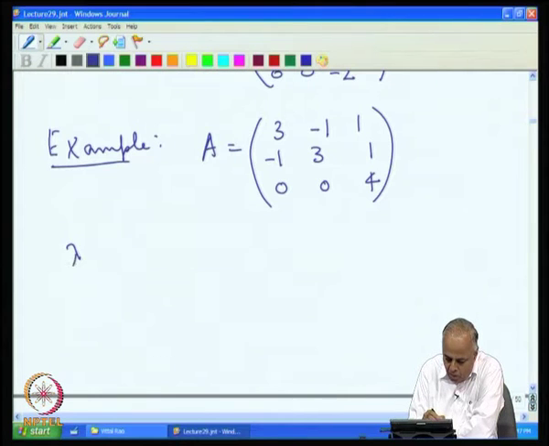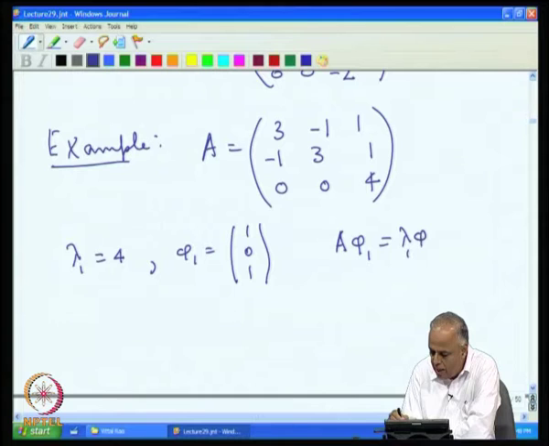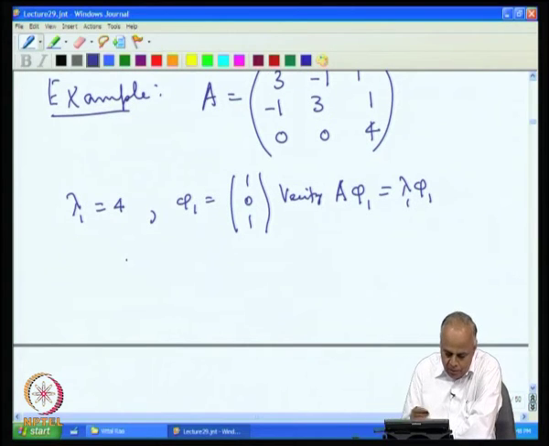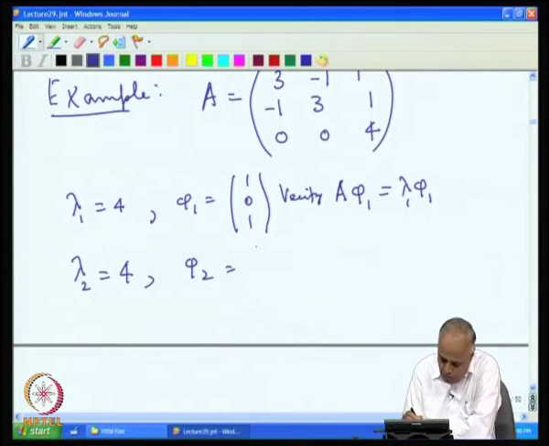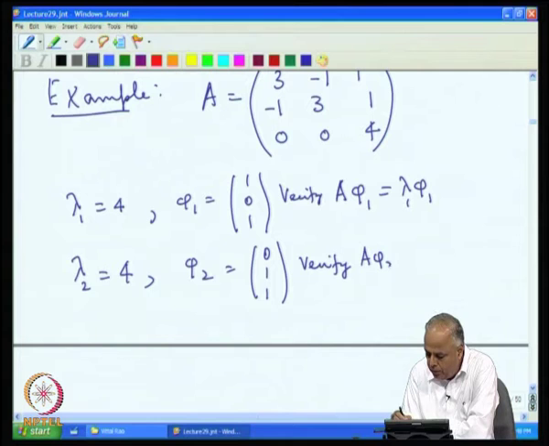Now, if we take lambda 1 equal to 4 and phi 1 equal to (1, 0, 1), we can easily verify that A phi 1 is lambda 1 phi 1. Just multiply the matrix A with this vector, you will get 4 times phi 1. Similarly, if we take lambda 2 also as 4 and phi 2 as (0, 1, 1), we can verify A phi 2 is again 4 phi 2, which is lambda 2 phi 2.